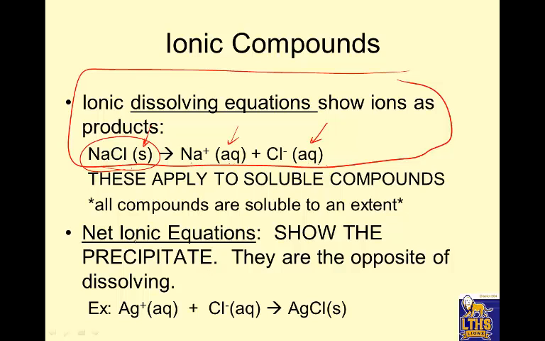There's another kind of equation called a net, I said it, net ionic equation. This net ionic equation shows you the precipitate when it forms. So they're the opposite of dissolving. So look, if you had silver ions in one solution and you mix them together with chloride ions from a different solution, those ions would find each other and make a silver chloride precipitate. When would that happen? In a double replacement reaction.